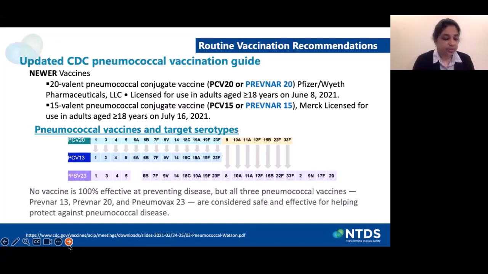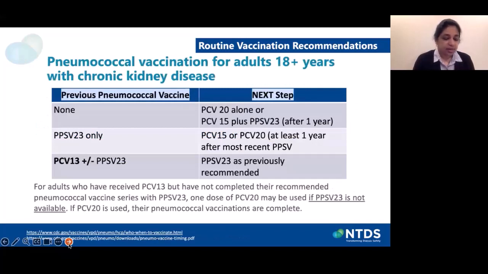No vaccine is 100% effective at preventing disease, but these pneumococcal vaccines are considered safe and effective to help protect against pneumococcal disease. For adults 18 and older with chronic kidney disease, pneumococcal vaccination recommendations are as follows. Individuals who have never gotten any pneumococcal vaccine may receive either PCV20 alone or PCV15 plus PPSV23 after 1 year. For others who receive PPSV23 only, either PCV20 or PCV15 may be administered at least 1 year after their most recent PPSV23.